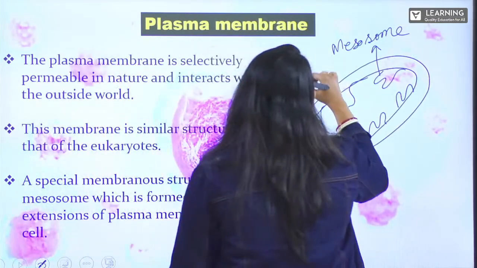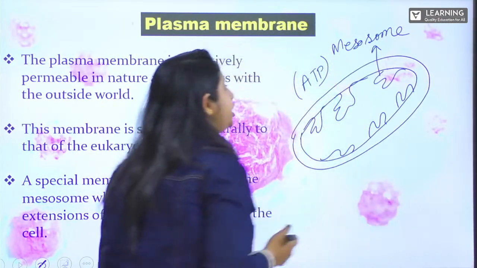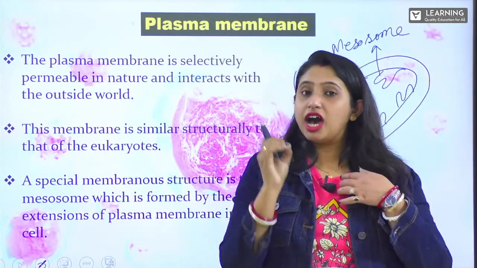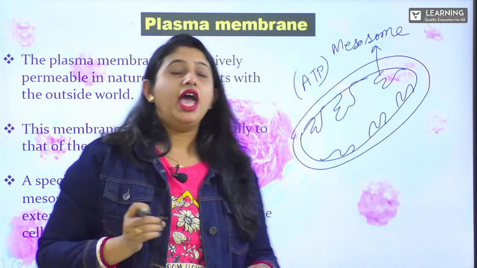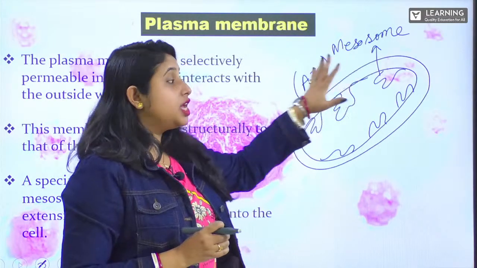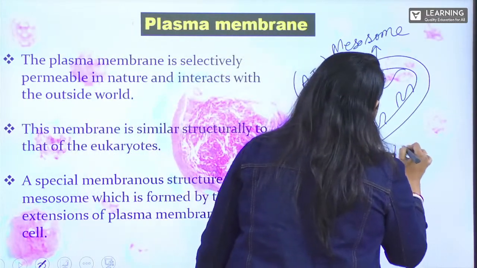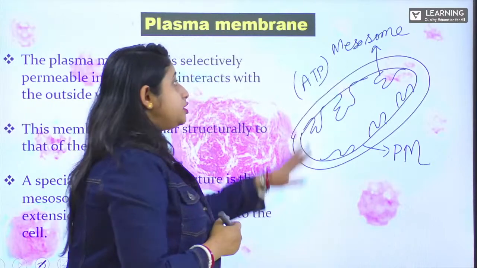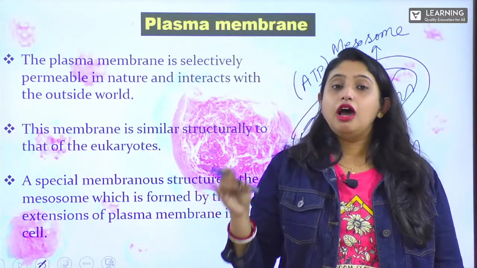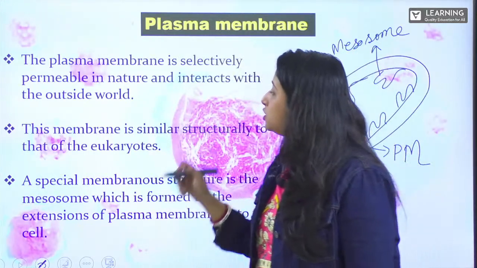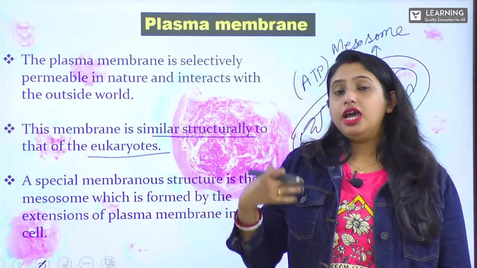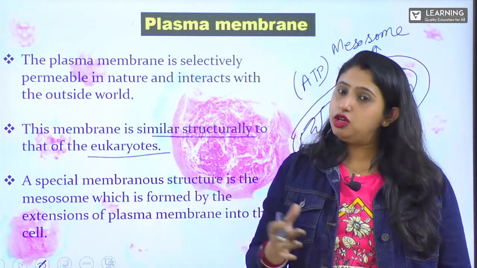These mesosomes help in the process of ATP formation in bacteria. So the bacterial plasma membrane has special invaginations. These are known as mesosomes, and this is the plasma membrane, right? So the mesosome is responsible for ATP synthesis in the bacterial plasma membrane. This membrane is similar in structure to that of the eukaryote. The plasma membrane has the same structure as the eukaryotic cell.